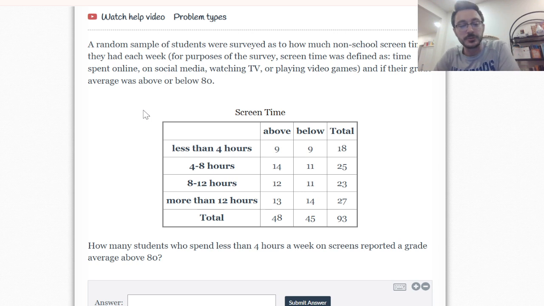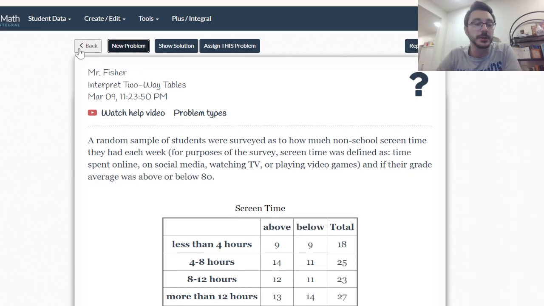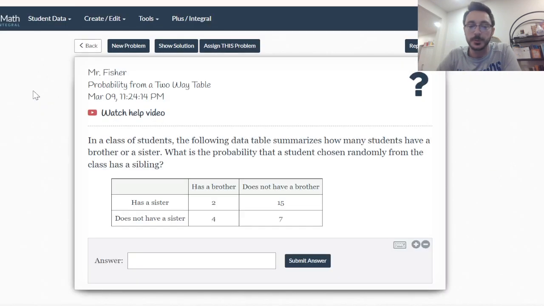How many students who spend less than 4 hours a week, so we know we're looking at this top row, reported a grade above 80, so we would say less than 4 hours, and then go to the above column and see that it's 9. So that's the first kind. That one I think you guys will pick up on right away.